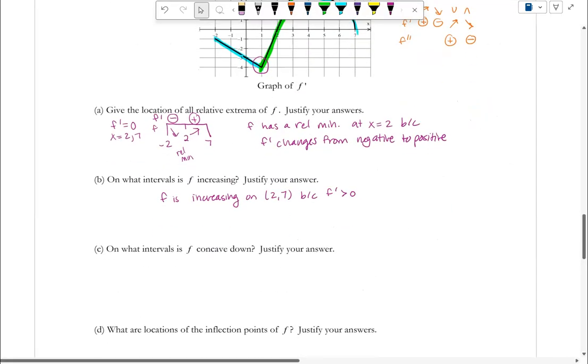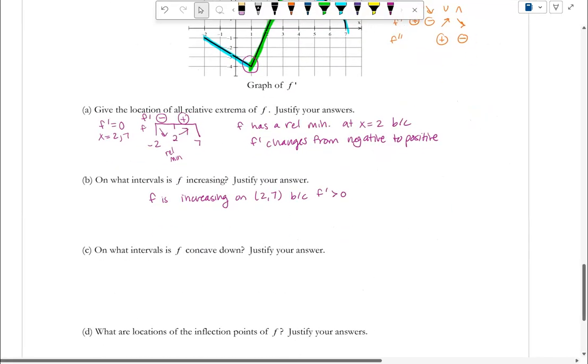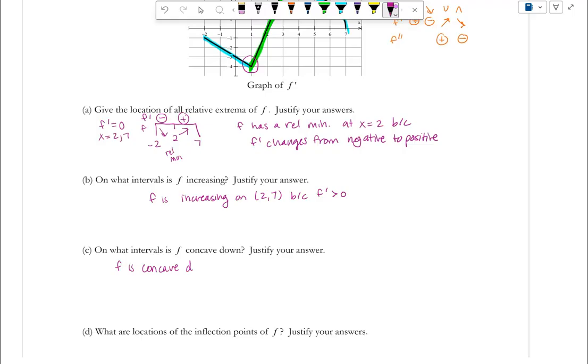All right, so to answer this question, we said that f is concave down on the interval -2 to 1, but then again on the interval from 3 to 7. We could just use the union symbol there to join those intervals. And we said that this is because f prime is decreasing.